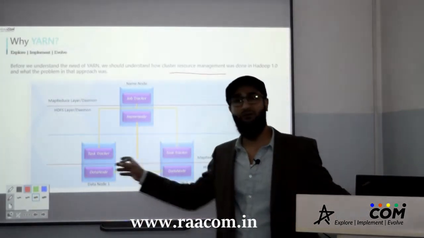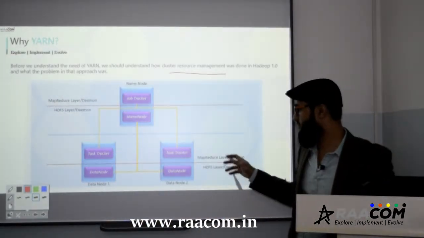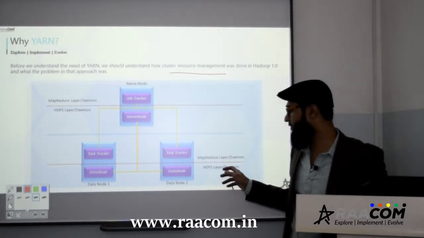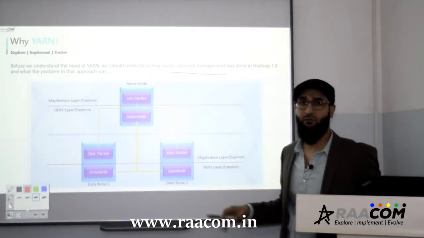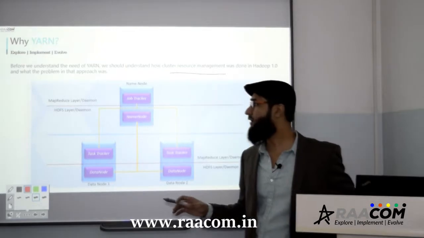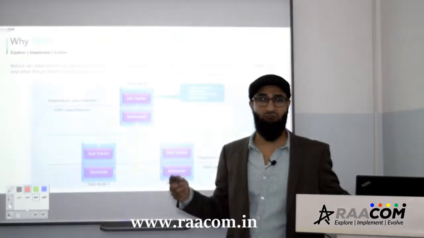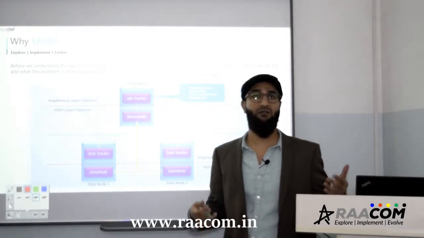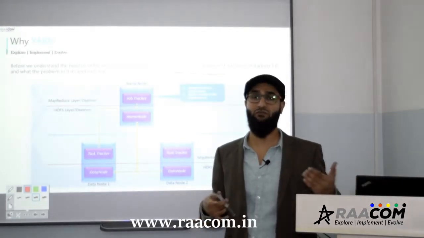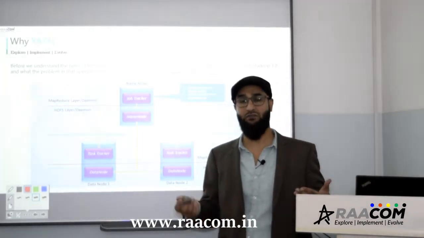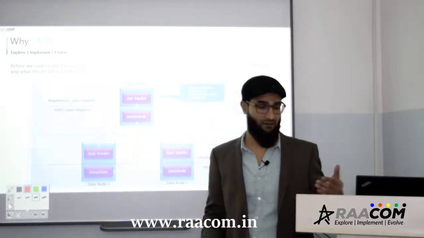So you have the differentiator between the MapReduce layer daemon and the HDFS layer daemon for the slave. Okay, clear? Now what does the JobTracker do? Multiple times we have been repeating that the JobTracker is the one which used to do dual roles, basically resource management as well as data processing itself. Clear?